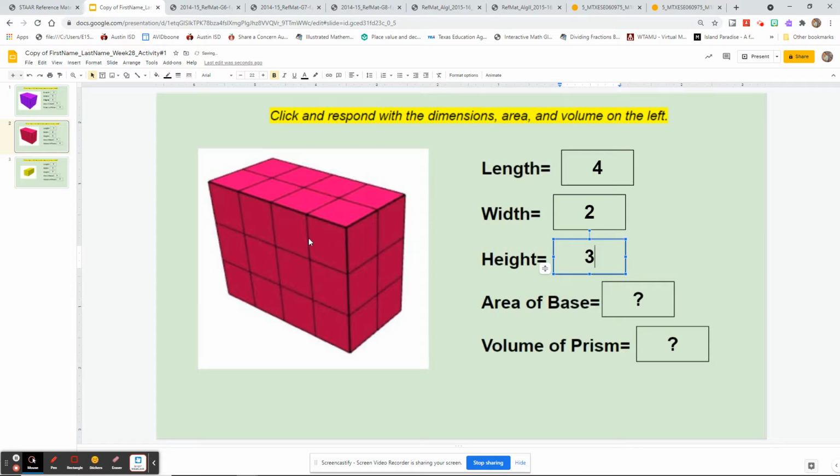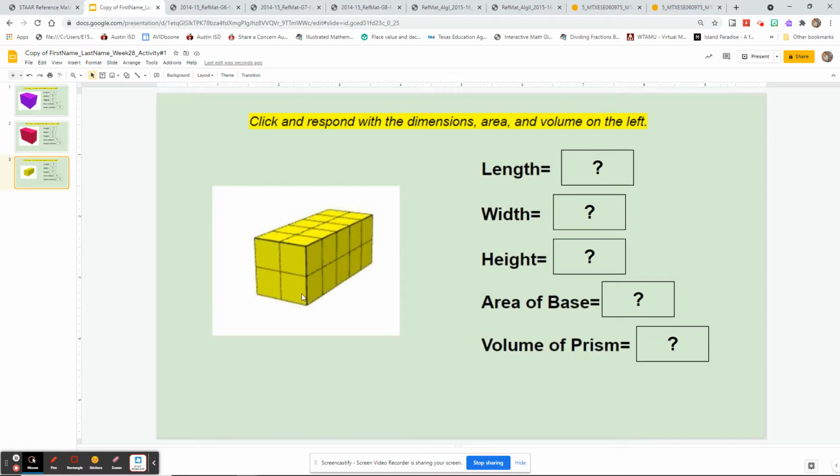All right, so we figured out our dimensions for rectangular prism number 2. We have a 4 by 2 by 3. Final one, we have 1, 2 and 1, 2, 3, 4, 5.